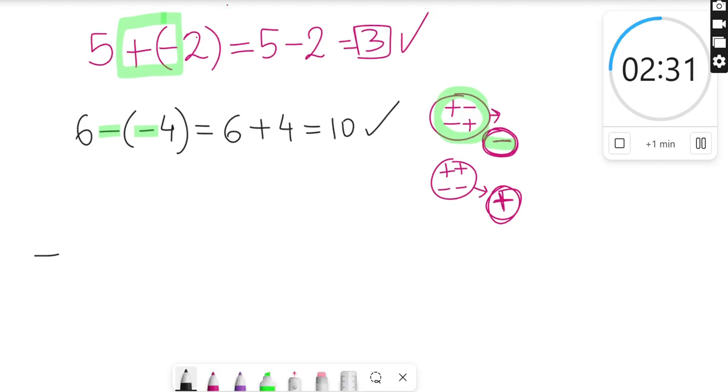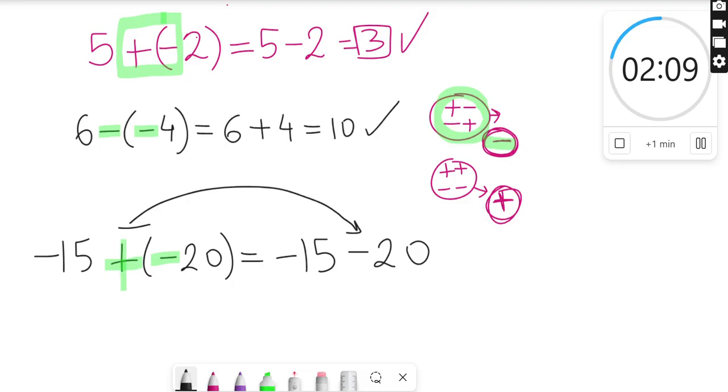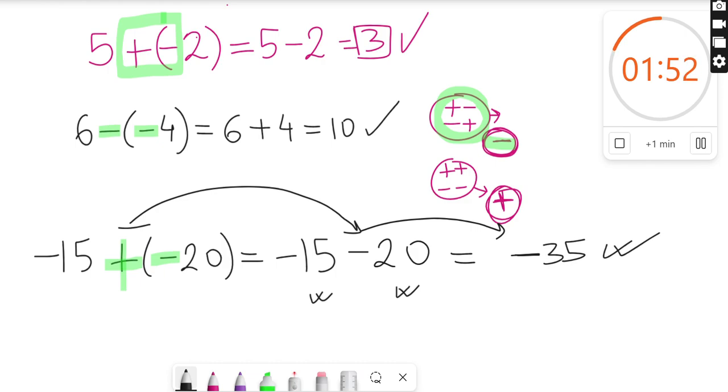Okay, what if we have, for example, negative 15 plus, and then I say minus 20. What happens over here? Step 1, remove the double signs. Plus and minus next to each other will turn into minus. So we copy minus 15 minus 20, right? Now our logic from before. Write the sign of the bigger number. So we copy minus. If they have same signs, add them. 15 plus 20 is equal to 35. That is our final answer, right?